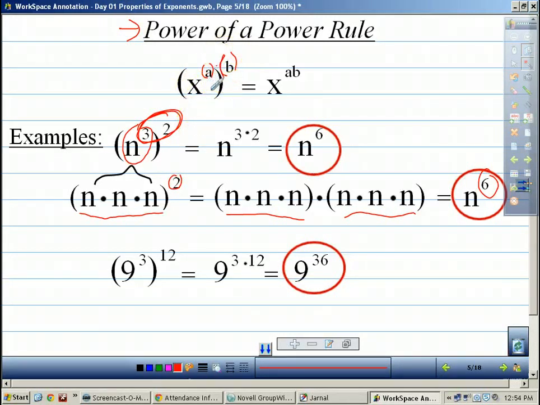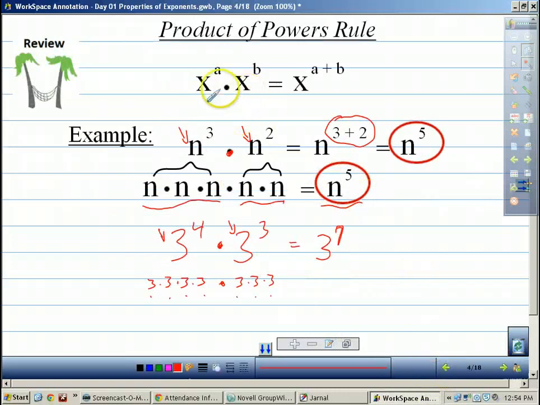Some people like to put parentheses around the powers, and that way it reminds them, like with regular parentheses, that this means multiply. So if you want to put a parenthesis around it, that might help you remember that this is when you multiply, and this is when you add. When you have 2 bases, that's when you add.